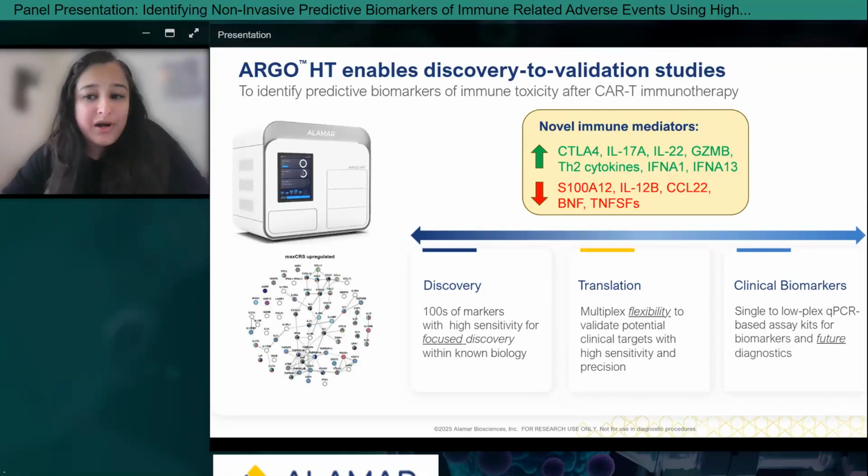So apart from the known markers, the breadth of the NULISA panel really enabled identification of novel immune mediators. With the high sensitivity, the multiplexing capability, and the high throughput offered by NULISA on the Argo platform, we're excited to support the entire gamut from discovery-based studies to translational target validation studies to enable identification of predictive signatures, such as the ones discovered here in the context of CAR-T toxicity, to empower future diagnostic applications and inform precision medicine.